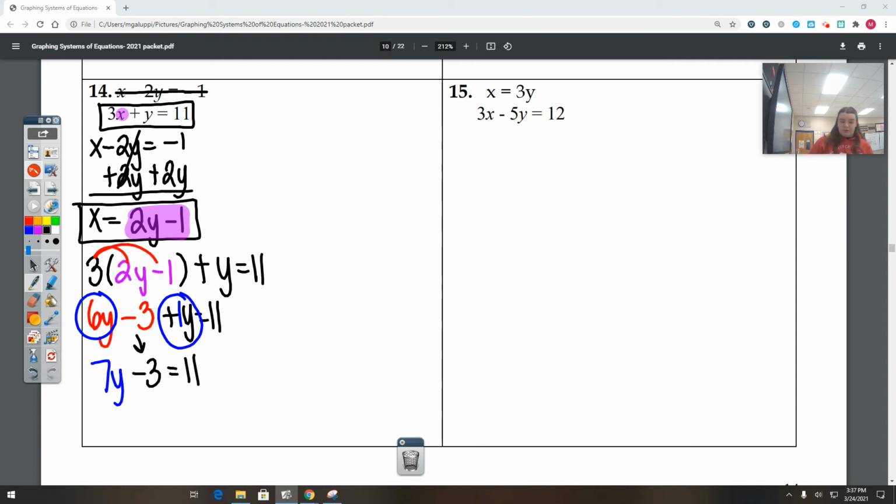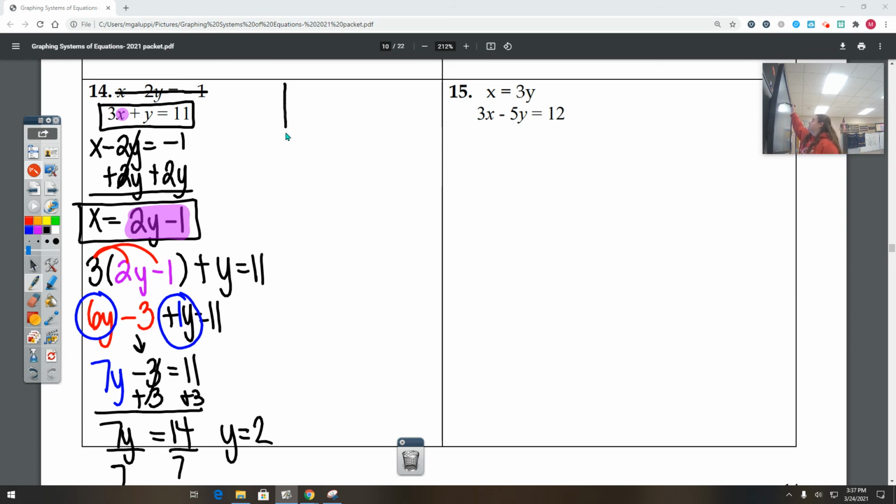I'm trying to get y alone, so I'll add 3 to both sides. And I get 7y equals 14. Then I want to get y alone, so divide both sides by 7. I get y equals 2. So that's my y coordinate, but I still need to find x.